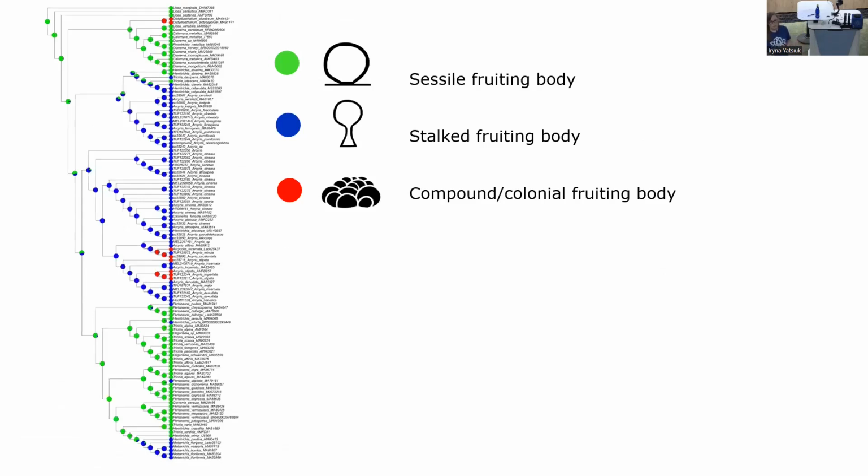So the other group of characters that we tried to reconstruct, similarly to the work that Ivan Garcia did, we reconstructed the morphological characters that could be mapped on the Trichiales. We didn't reconstruct those that Ivan already did, but we tried to understand some other characteristics. And we discovered several interesting facts. The states chosen for the reconstruction were sessile, stacked, or compound or colonial sporocarp.